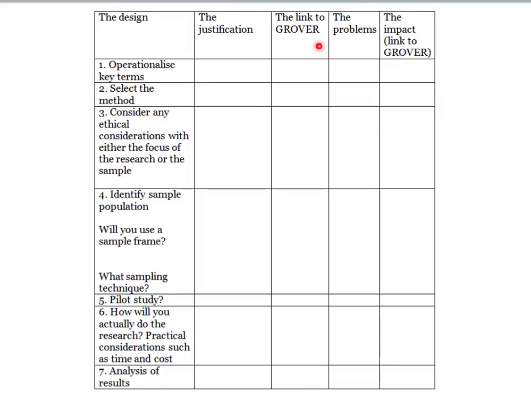You also need to look at the problems with your proposed research design, and again think about the impact that these problems might have on these issues that we call GROVER. And when you're talking about the problems, the key things to focus on really are problems with your research method, ethical problems that might exist, and also problems with your sampling technique.